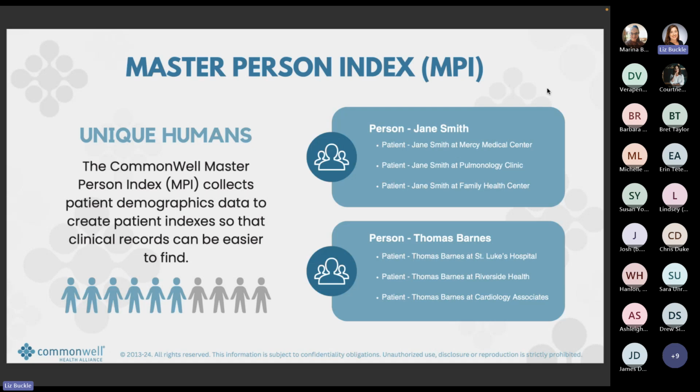So the MPI is an index that collects patient demographics and then creates a person or human level record with the instances of the patient underneath of it. It stores the patient demographic information, both current and historical, so that we can provide the best possible patient match without having a national identifier.